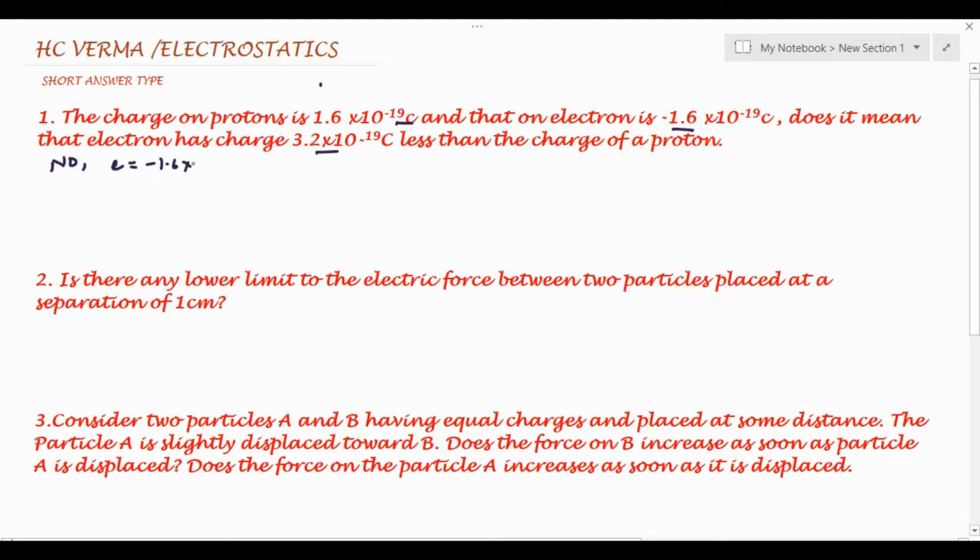The charge of the electron is -1.6 × 10^-19 coulomb, and the charge of the proton is 1.6 × 10^-19 coulomb. Opposite charge, but not less than the charge. It does not have 3.2 × 10^-19 coulomb less than the proton.